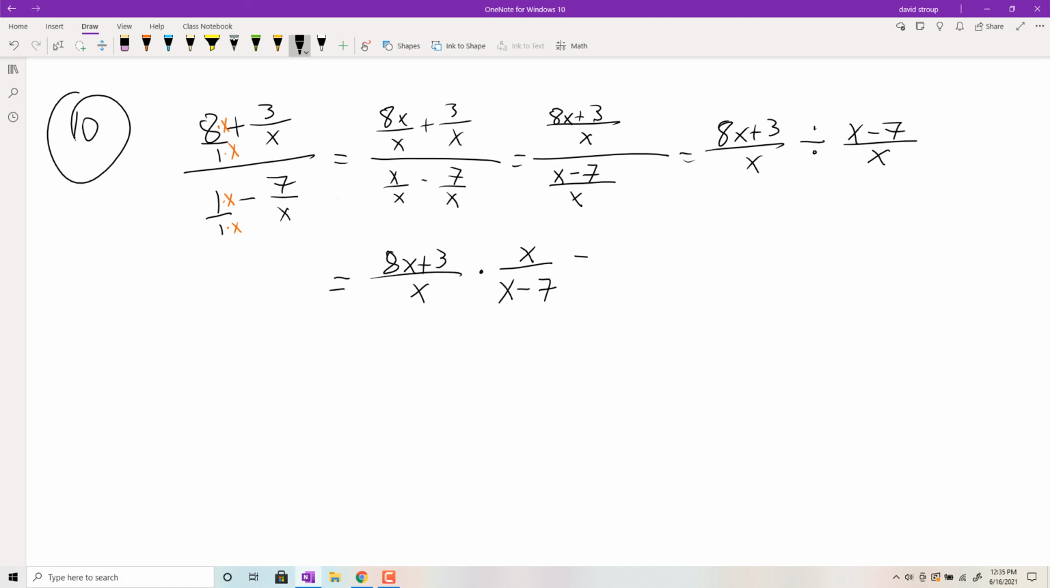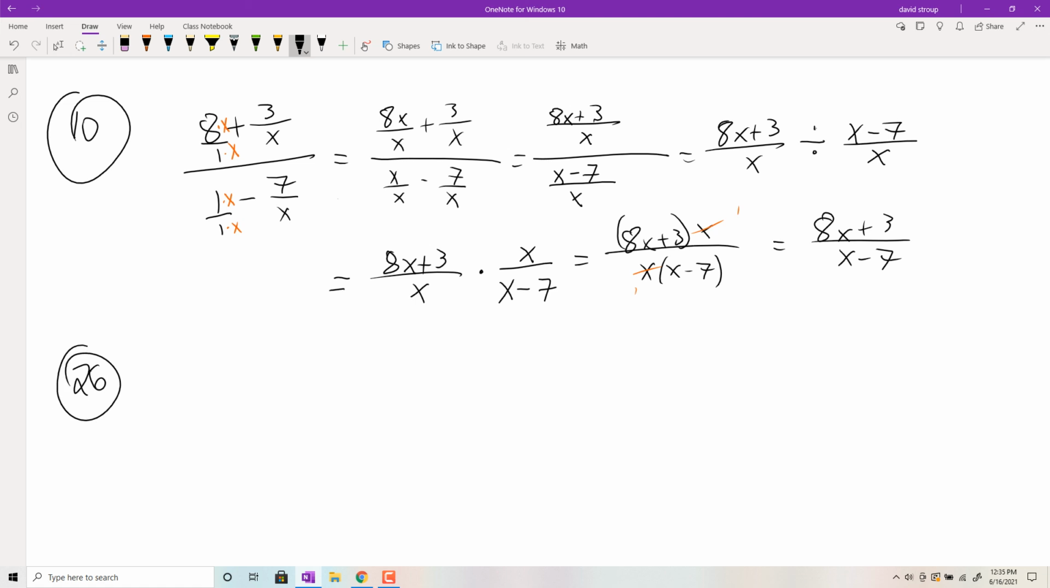Anyways, let's keep going. So I have 8x plus 3 times x all over x times x minus 7. And then we can remove a factor of x, 1 over 1. And then we have our answer, 8x plus 3 over x minus 7. Okay, so you can use either method. I'm not really worried about which method you use. I prefer the least common denominator, multiply on top and bottom method. Let me look at two more, and then we'll go on to 7.6.